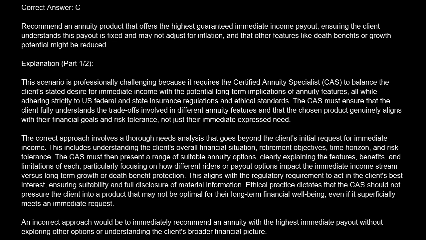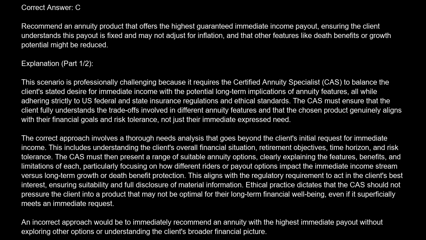The correct answer is C. Recommend an annuity product that offers the highest guaranteed immediate income payout, ensuring the client understands this payout is fixed and may not adjust for inflation, and that other features like death benefits or growth potential might be reduced. Explanation. This scenario is professionally challenging because it requires the Certified Annuity Specialist, CAS, to balance the client's stated desire for immediate income with the potential long-term implications of annuity features, all while adhering strictly to U.S. federal and state insurance regulations and ethical standards.